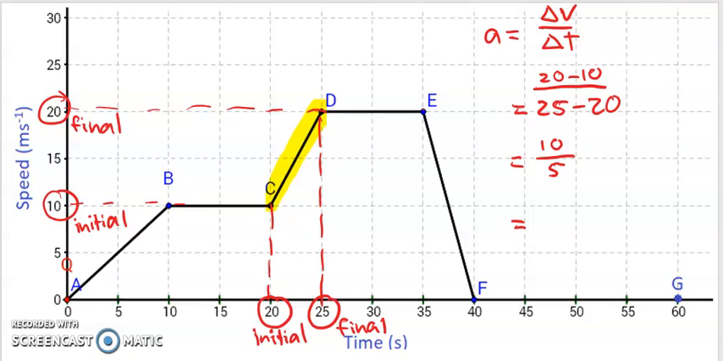10 divided by 5 is 2. And since we were working out acceleration, our unit is meters per second, ms with a little minus 2.